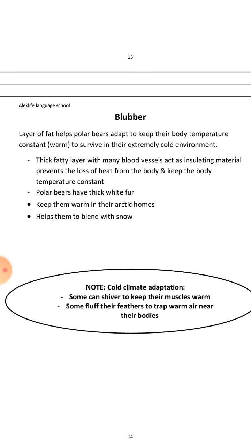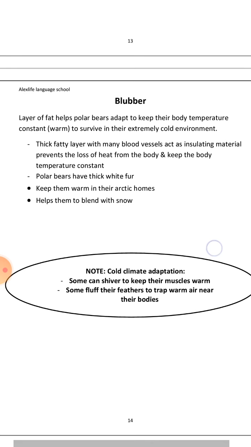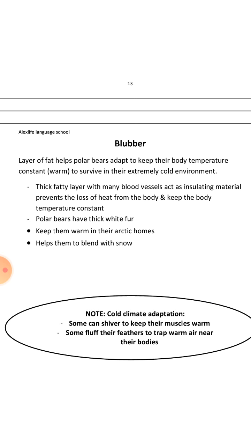Okay? Let's talk in detail. The blubber is a layer of fat that helped the polar bear adapt to its cold weather by keeping its body temperature constant or warm to survive in its extremely cold environment. A thick fatty layer with many blood vessels acts as insulating material.